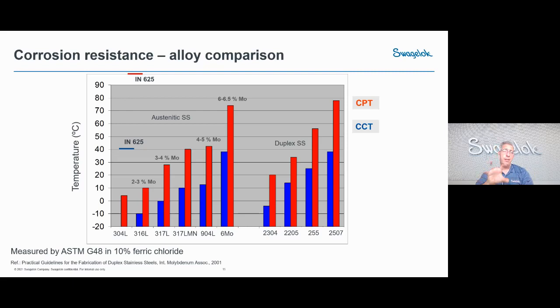So this is a great summary chart that we go back to and reference frequently to help customers select better materials if they're having issues with crevice or pitting corrosion in and around a chloride type of environment.